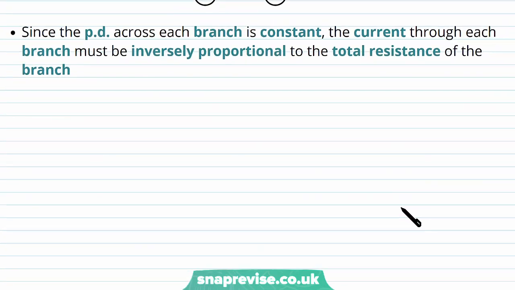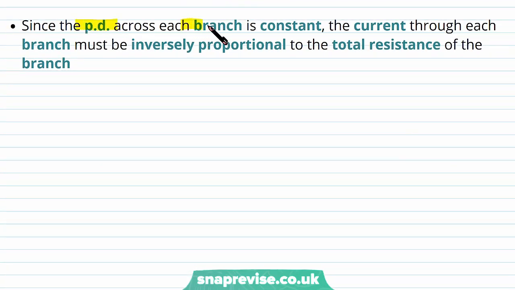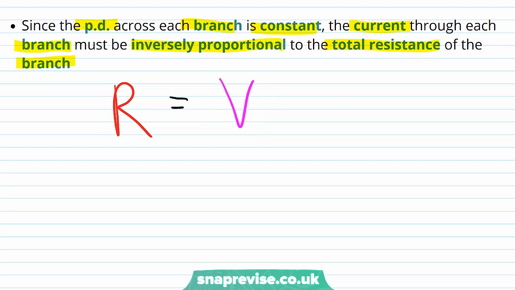V3. Since the potential difference across each branch is constant, the current through each branch must be inversely proportional to the total resistance of the branch. So we've said that the total potential difference across each branch is the same because that's equal to the EMF. So we can therefore say that R, the resistance of that branch, is equal to the potential difference across that branch V divided by I.